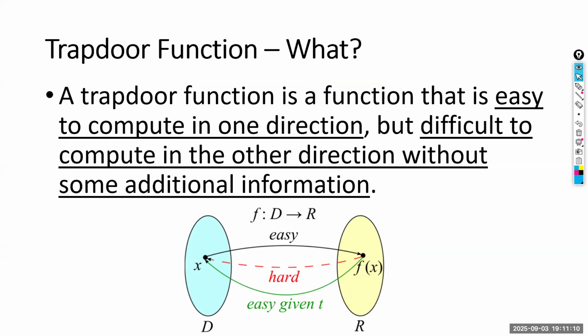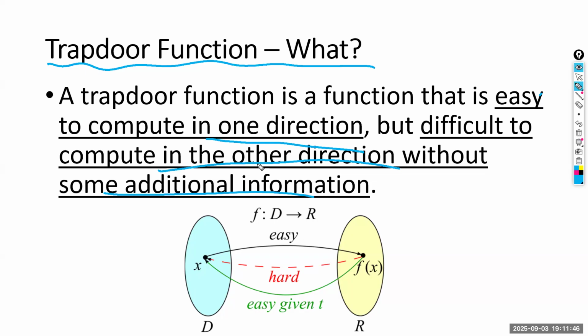Right. So one such concept is the trapdoor function. What is a trapdoor function? This is something we use in public key cryptography like the RSA algorithm. A trapdoor function is a function that is easy to compute in one direction, but difficult to compute in the other direction without some additional information. That is exactly what we want to do.